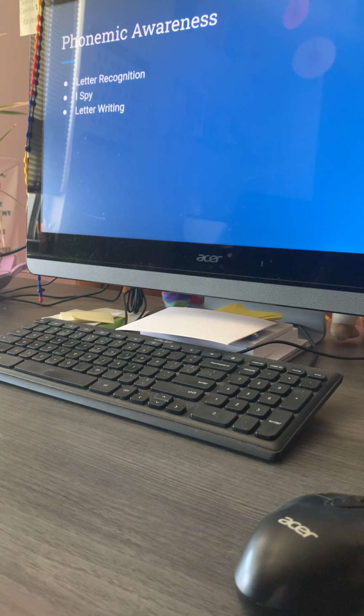A third way is writing letters, and that is simply writing out the letters. Write out the letter A, write out the letter B, and that would help the students practice writing their letters.